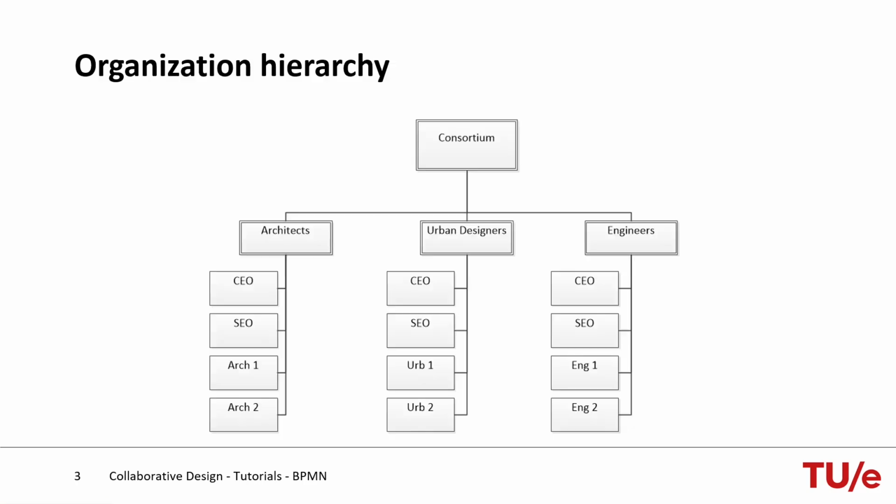For this instruction video I will use the design of a compact university campus as an example. Assume that you receive the assignment to design and engineer a compact campus, and that the organization structure is similar to the one you will use in this course. Namely, there is a group of architects, urban designers, and engineers. Within the architectural company there is a CEO, SEO, so a chief executive officer, a system engineering officer, and 2 architects to do the actual design work. This is similar in the urban design company and engineering company.